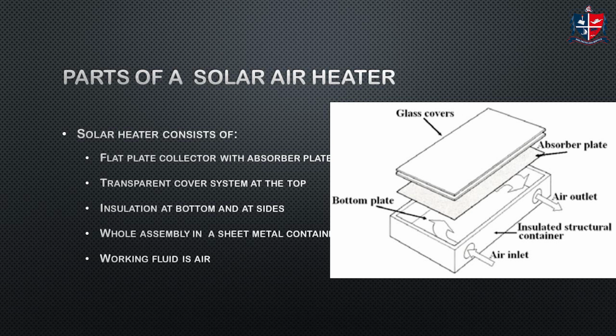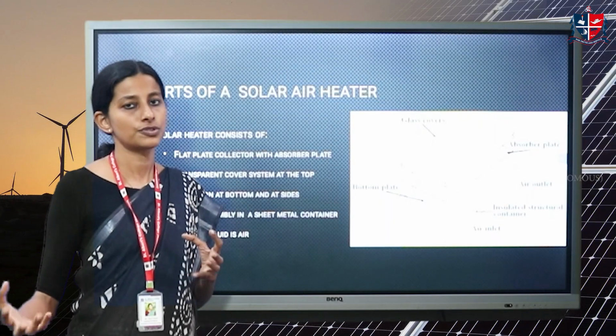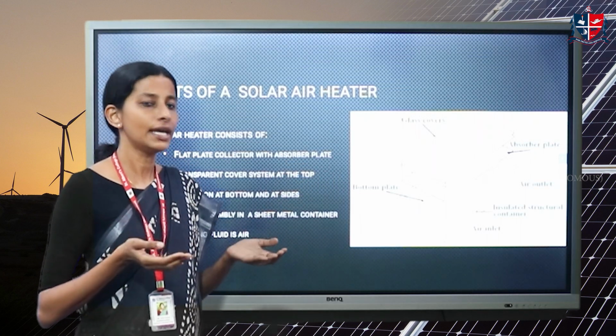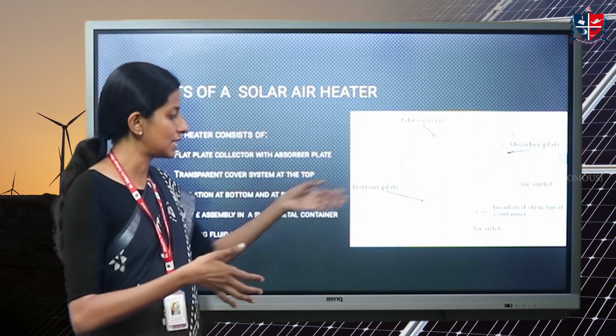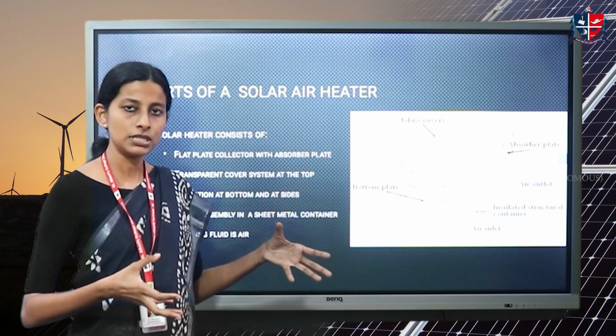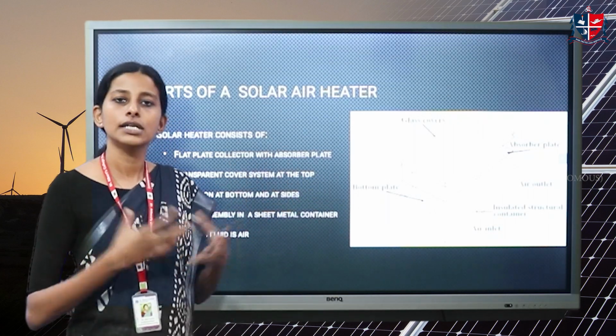And at the bottom we have insulation. At the sides also there is insulation. We all know the basic functioning of insulation is to prevent the heat from getting lost to the surroundings. So there should be insulation at the bottom as well as the edges. Then the whole thing is placed inside a casing. That is for safety purposes. In order to protect this equipment, we need to place the whole thing in a container or a casing.